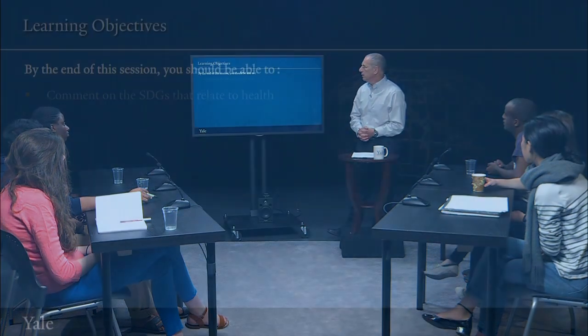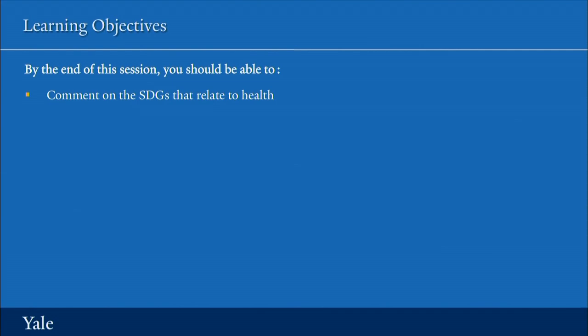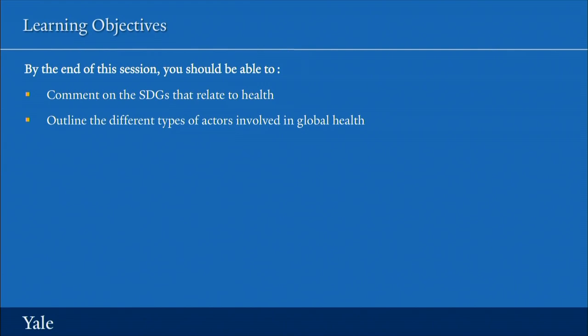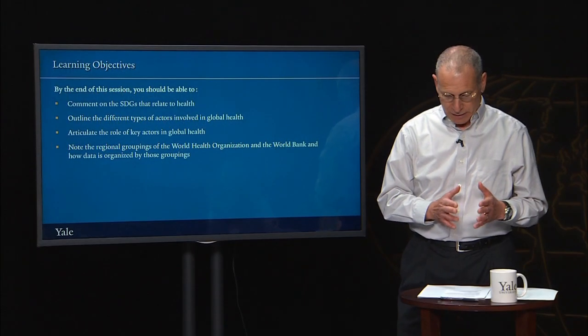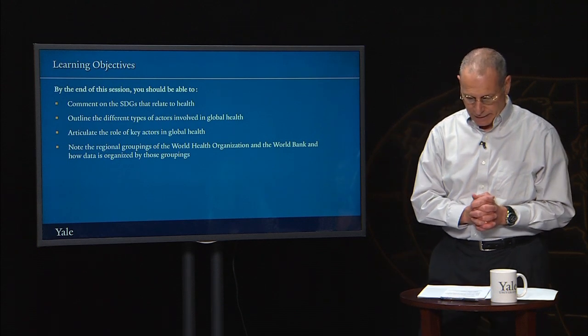By the end of this session, you should be able to comment on the Sustainable Development Goals that relate to health, outline the different types of actors involved in global health, articulate the role of key actors in global health, and note the regional groupings of the World Health Organization and the World Bank and how data is organized by those groupings. Let's begin by speaking about goals that have been agreed globally for improving health.